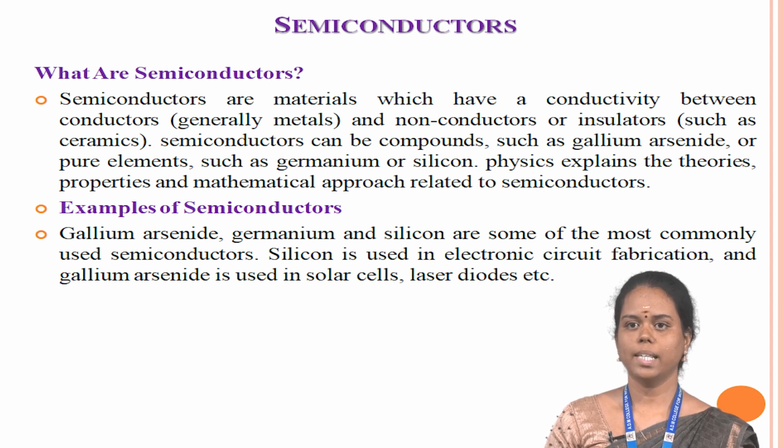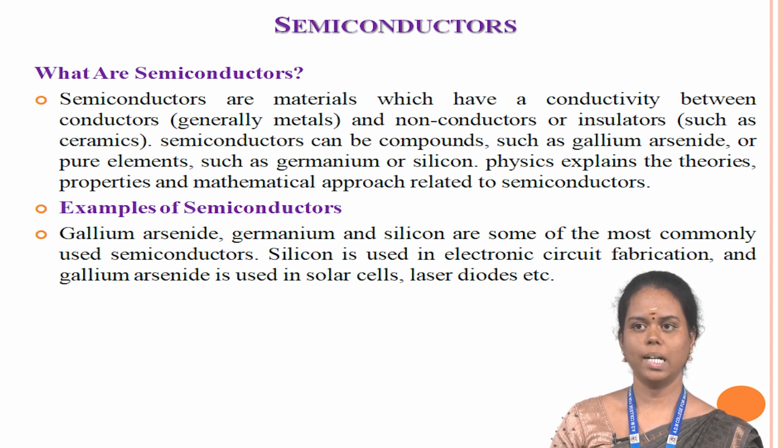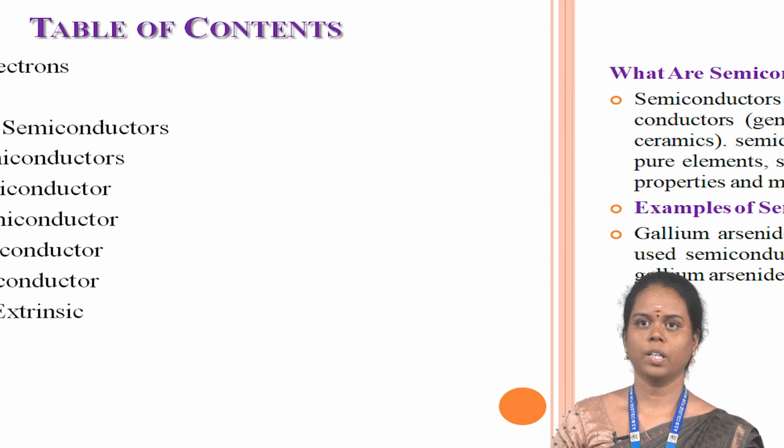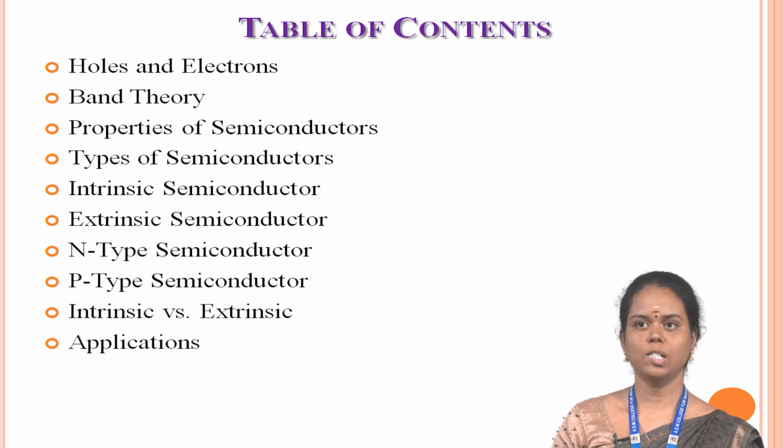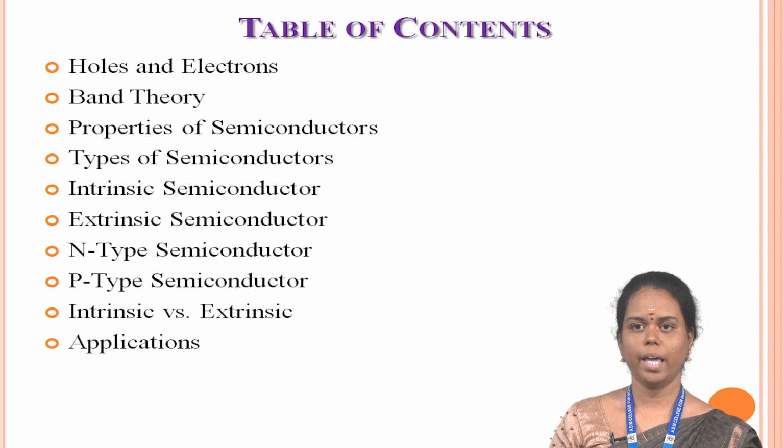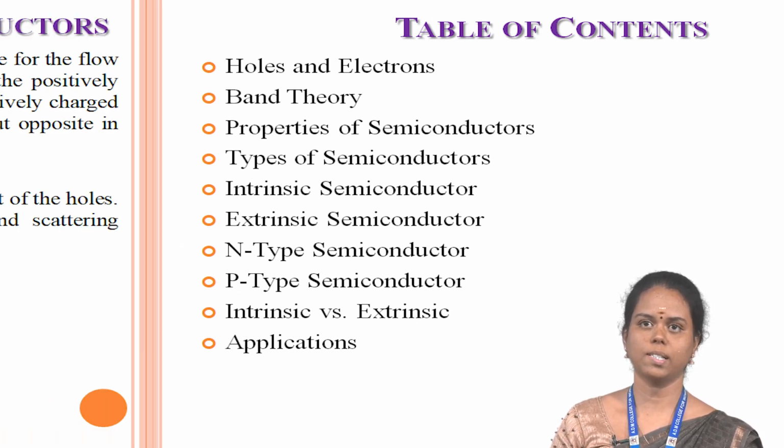Examples of semiconductors: gallium arsenide, germanium and silicon are some of the most commonly used semiconductors. Silicon is used in electronic circuit fabrication, and gallium arsenide is used in solar cells, laser diodes, etc. Contents: holes and electrons, band theory, properties of semiconductors, types of semiconductors, intrinsic semiconductor, extrinsic semiconductor, N-type and P-type semiconductor and its applications.